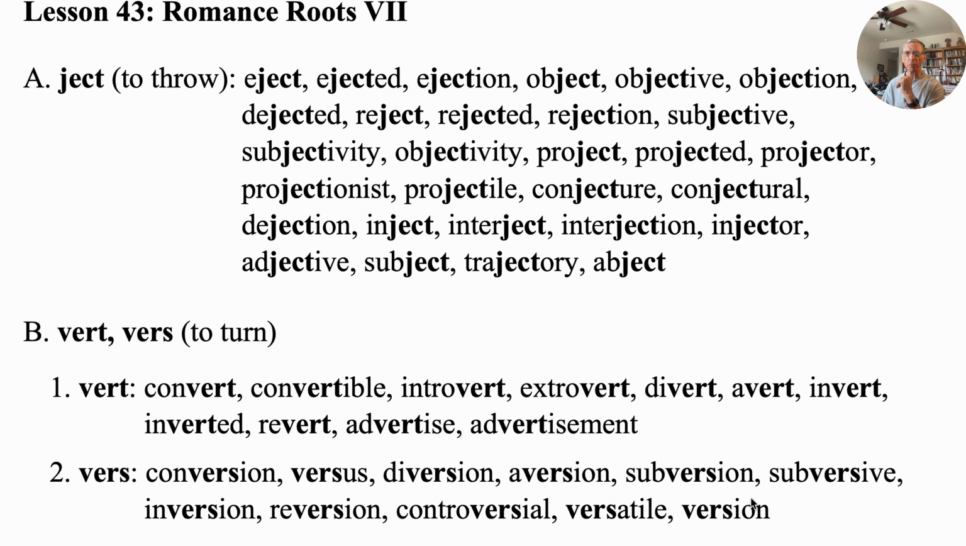Well, here we are. We are on our last lesson of lesson 43, Romance Roots, and this is number 7 there in Roman numerals. It's the 7th and the last set of roots that we're going to be looking at. This is also the longest and in many ways most complicated lesson. So we're going to go through this.